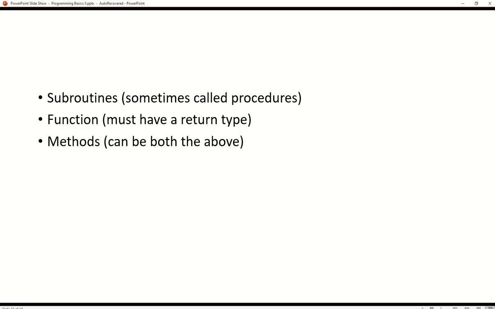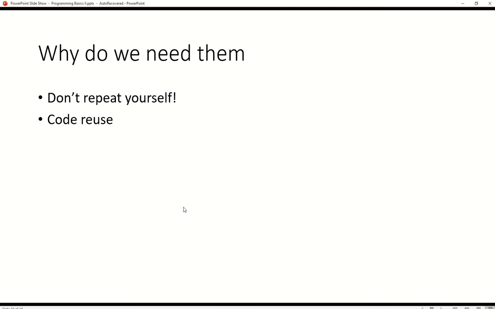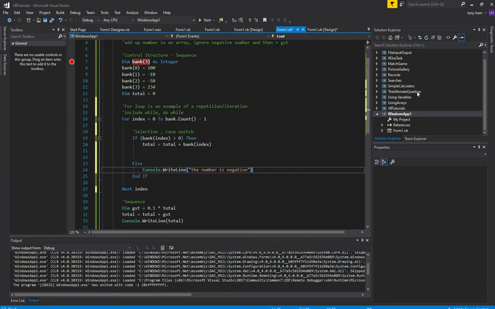So ultimately, why do we use them? Well, just like before, you don't want to repeat yourself. You don't want to write code that's very similar or the same over and over again. So you want to put them into a nice place where you can call them and reuse them. And that's ultimately their goal. So let's get started.